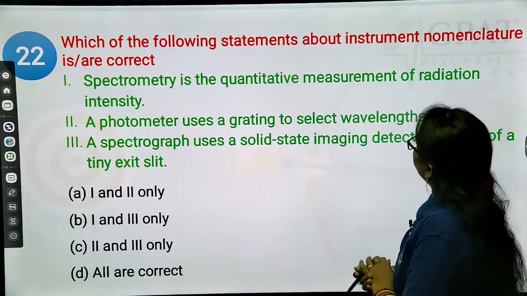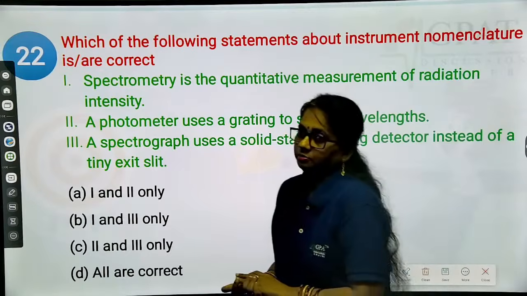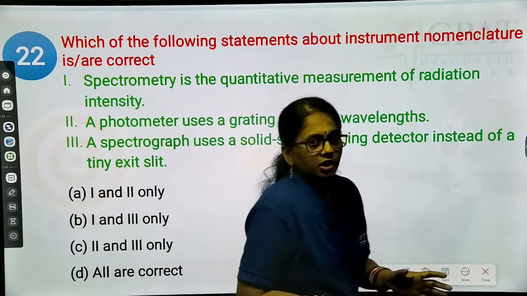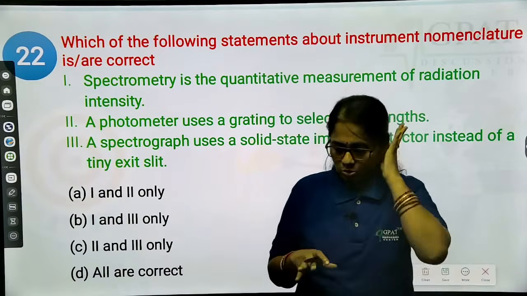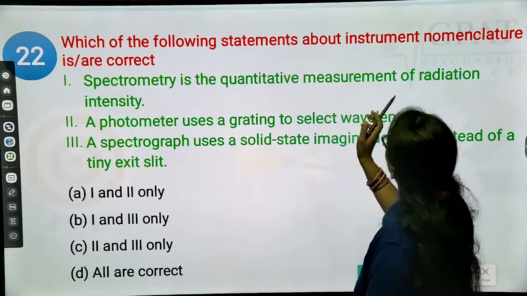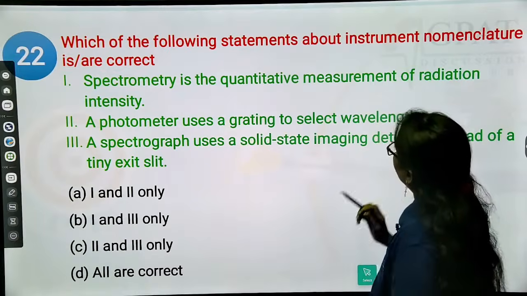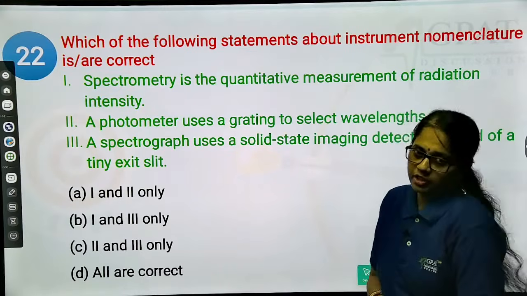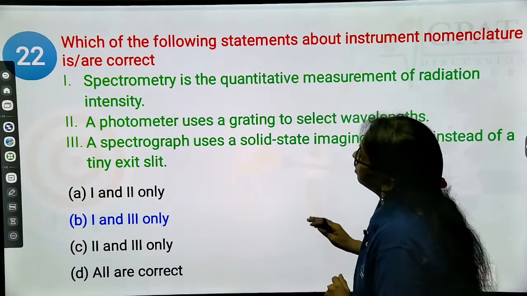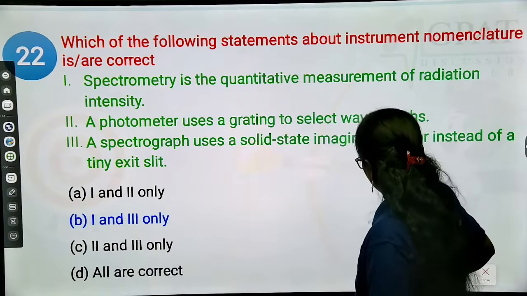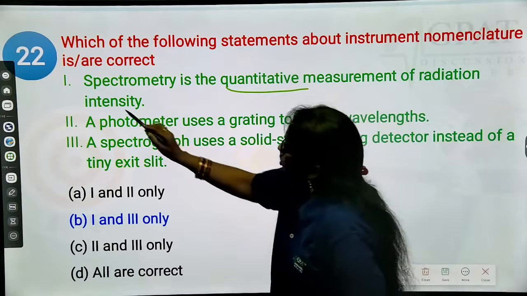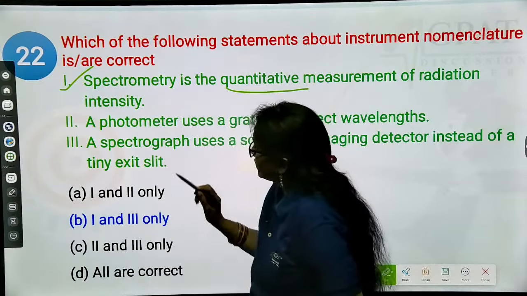which of the following statements is about instrument nomenclature? Wow, instrument nomenclature they are asking. So mostly we are seeing questions related to the basics of spectroscopy only, right? So let me check what the statements related to instrument nomenclature are. Spectrometry is a quantitative measurement of the radiation intensity. Measurement of the radiation intensity. Definitely, we are going to take the measurement quantitatively, we can estimate. That is the right answer. So option one is a right statement.